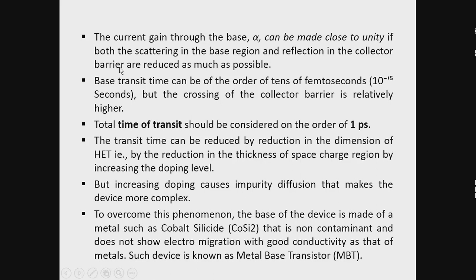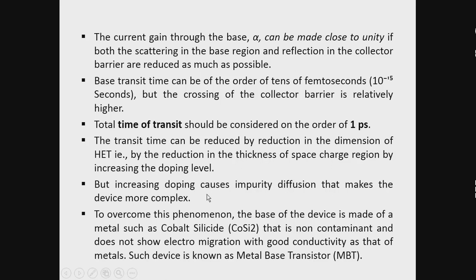The total time of transit of electrons from emitter to collector is about 1 picosecond. The transit time can be reduced by reduction in the dimension of the hot electron transistor, that is, by the reduction of the thickness of the space charge region by increasing the doping level. But increasing the doping level causes what? Increasing the doping level causes impurity diffusion that makes the device more complex.